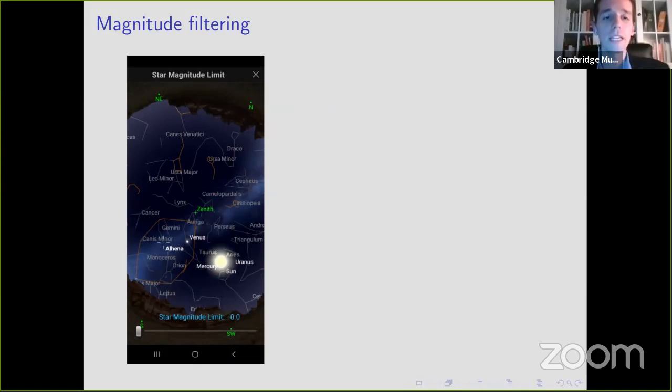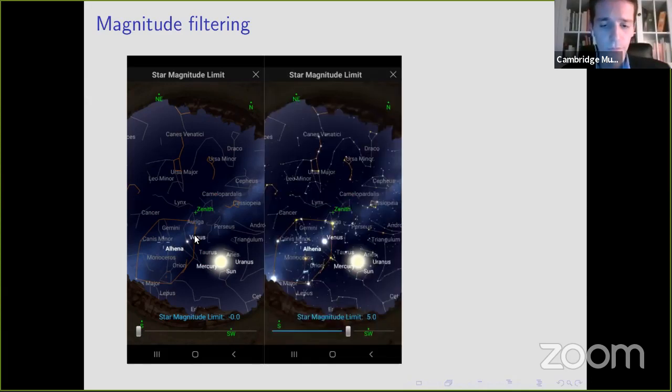SkyPortal can also do magnitude filtering. Here we see what happens when we do not allow objects that have a magnitude larger than, or are dimmer than, 0. So we can really only see Venus and the Sun. I should not say stars, I should say an object on the sky, because Venus is a planet. We can increase this limit to 5, which is near the limit of visibility, and we see more stars appearing.